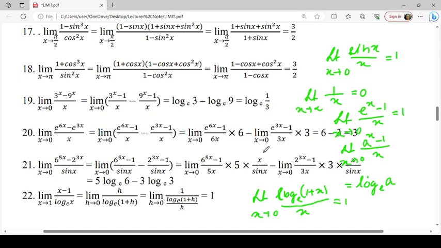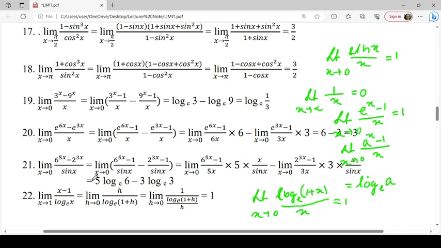Then this result, e to the power x minus 1 by x. So e to the power 6x minus 1, then minus e to the power 3x plus 1. So e to the power 6x minus 1, minus e to the power 3x minus 1. After simplification we get this. Now to apply this result, we need to write 6x here, so we multiply by 6. So this limit is 1 and this limit is 1. So this 6 is coming, this 3 is coming, so it is 1 into 6 minus 1 into 3, so it is 6 minus 3, which is 3.